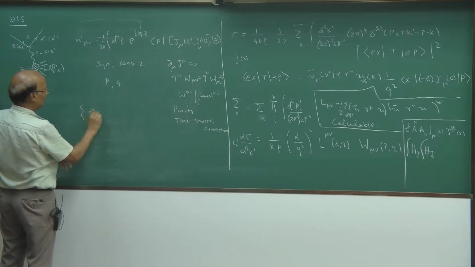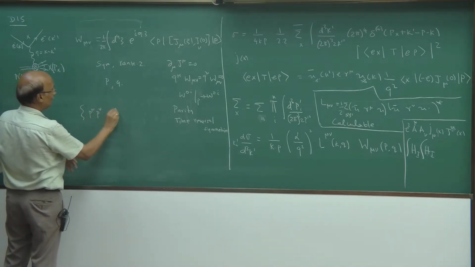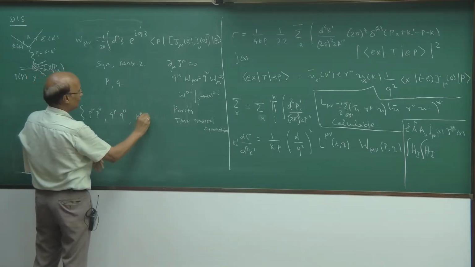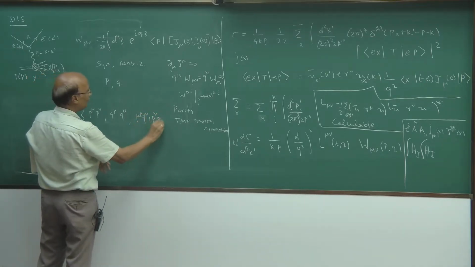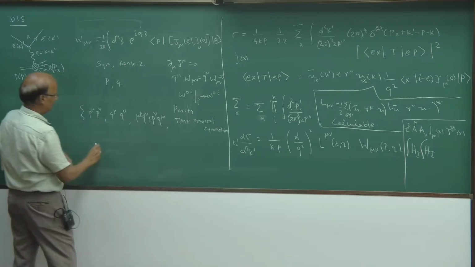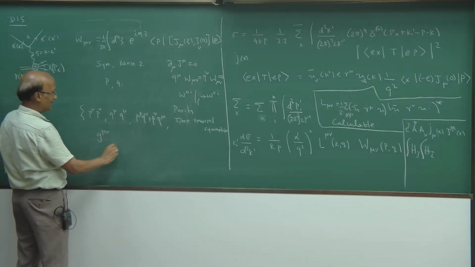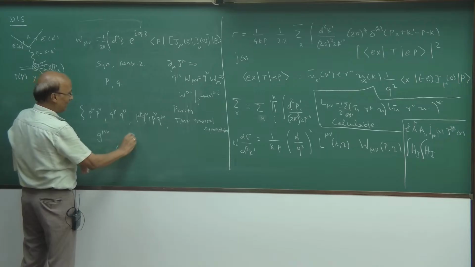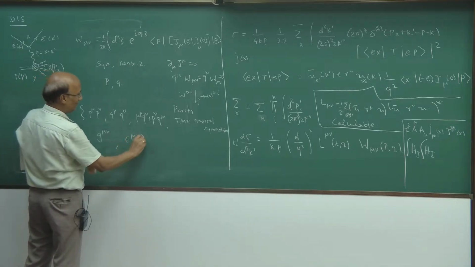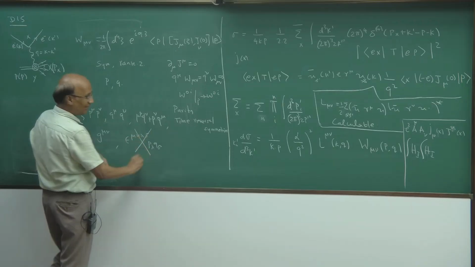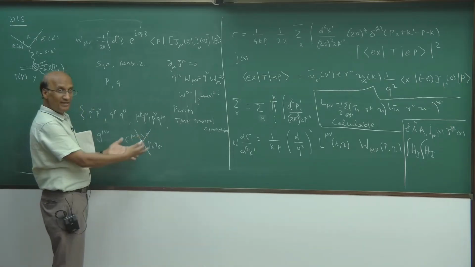P mu P nu, Q mu Q nu, and P mu Q nu plus P nu Q mu, comma, what else? G mu nu. That is the most simplest one. And I will not be able to write down terms like epsilon mu nu lambda sigma with P lambda Q sigma, because I am considering only the symmetric part. This may appear in some other context actually.